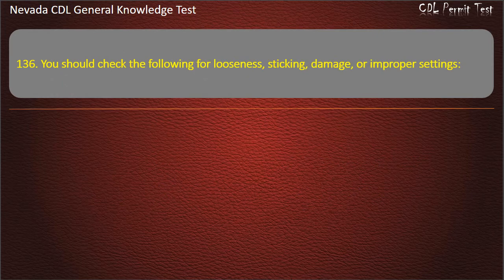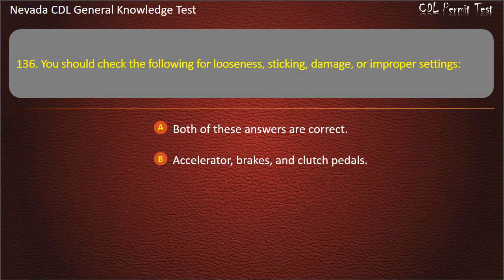Question 136. You should check the following for looseness, sticking, damage, or improper settings. Both of these answers are correct. Accelerator, brakes, and clutch pedals. Steering wheel and transmission controls. Answer. Both of these answers are correct.